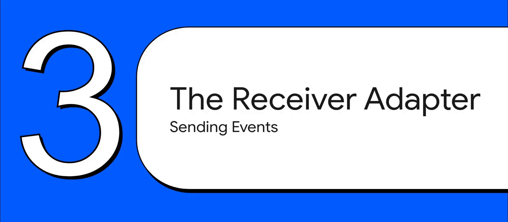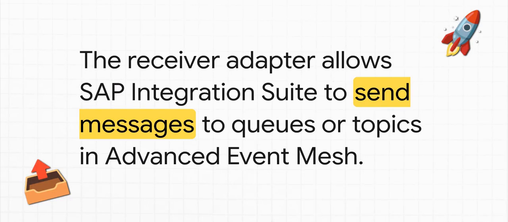Okay, so that's the inbound side. Now let's flip the coin and talk about sending things out. Let's look at the receiver. Yeah, no surprises here. The receiver adapter does the exact opposite of the sender. It takes the finished product from your integration flow and sends it out to a queue or a topic on the Advanced Event Mesh for other applications to pick up.